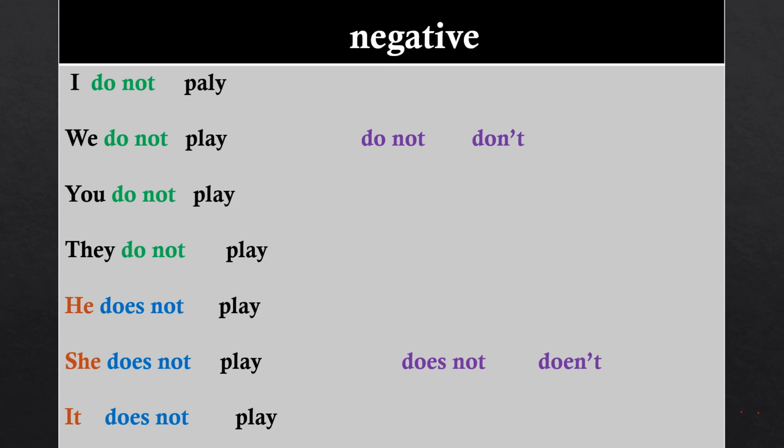Short form, doesn't. And we say he doesn't play, she doesn't play, it doesn't play. And when we have doesn't, we don't use the s. We don't say he doesn't plays, she doesn't plays, it doesn't plays. He doesn't play, she doesn't play, it doesn't play.